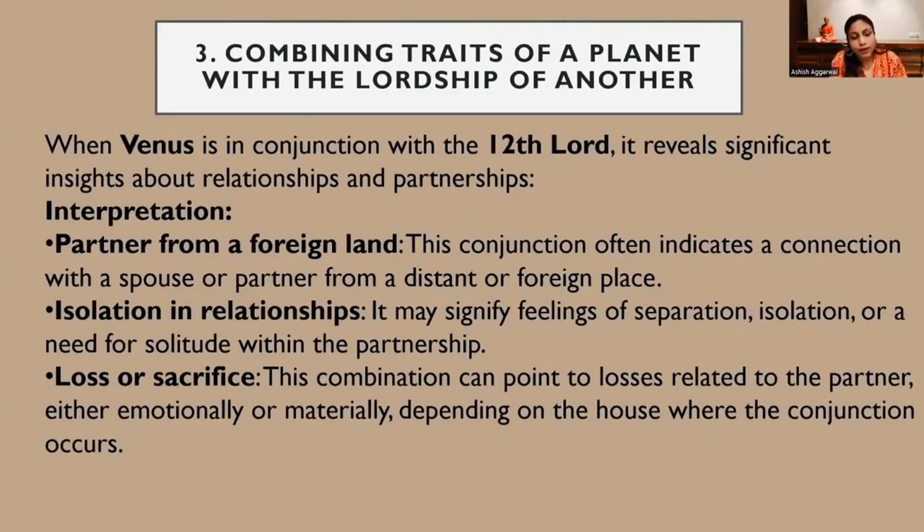Now, let us take another example. If Venus is with my 12th lord, then it means that the partner may arrive from a foreign land. Their connection could be from a distant place, or there is isolation in the relationship itself. A feeling of solitude comes. There can be a feeling of not being together even when you are together, and you feel that the relationship only goes on in vain. Isolation shows loss as the 12th house represents it. It indicates loss with the partner.